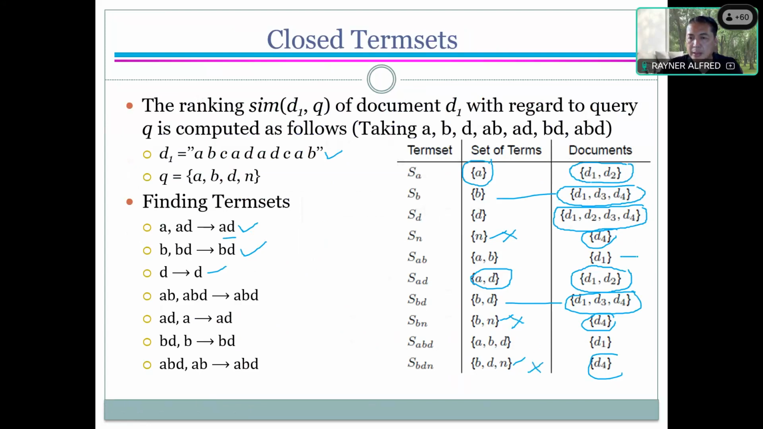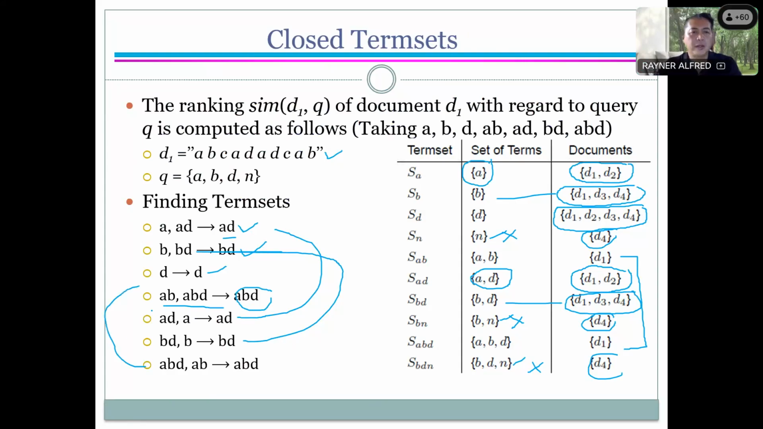And the last one is this one, so which is AB and ABD. AB and ABD, then you get ABD. So this is the reverse of this. This is the reverse of this. This is the reverse of this. Okay. So this is all the term set, the closed term set.